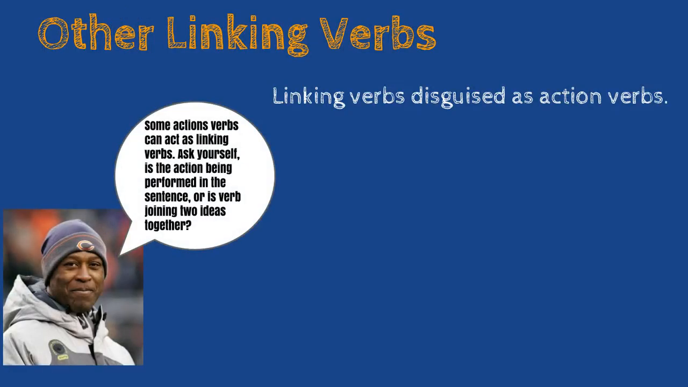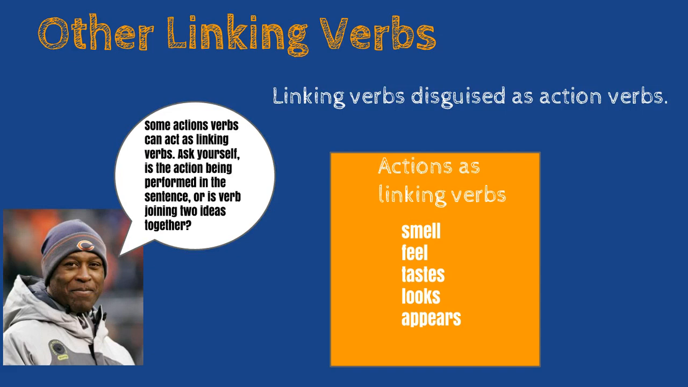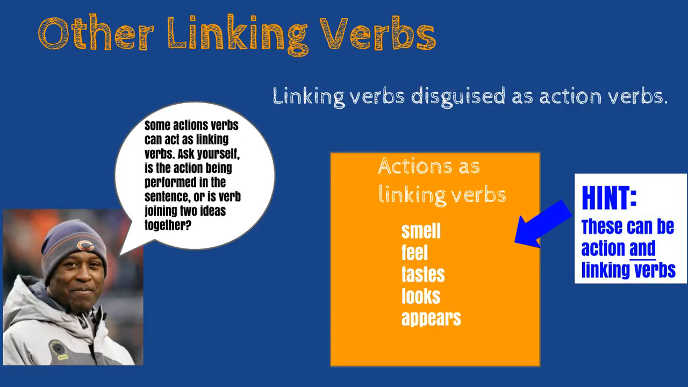All right, other linking verbs. I just gave you a list of state of being verbs that are always linking verbs or helping verbs, but there are some words that can act as both actions or linking verbs. So really you have to look at, is the verb being used as an action? Is something being performed in the sentence? Or is it joining two ideas together? Here are some examples of action verbs that can also be linking verbs: smell, feel, taste, looks, appears. These are not the only ones out there, but these are some of the most common ones. Again, these can be both action and linking verbs.